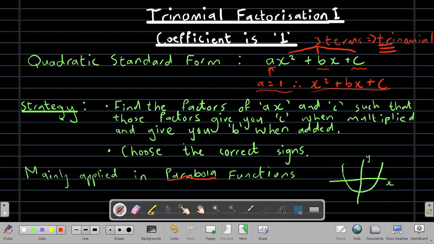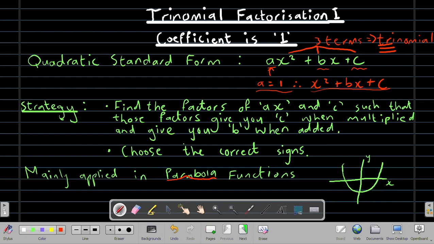Simple enough. Alright, so here we're dealing with a quadratic function or a quadratic expression, which will have 3 terms. So 3 terms, trinomial, the tri there just means 3.